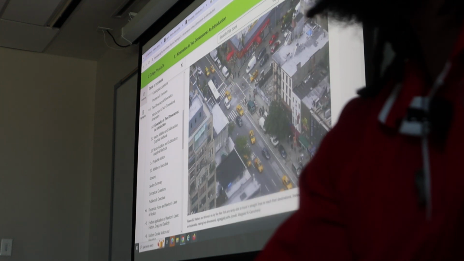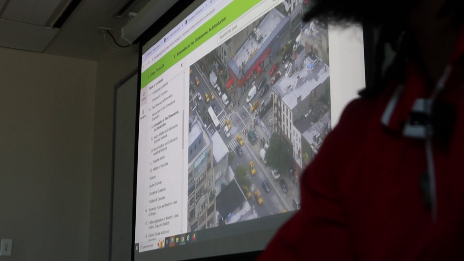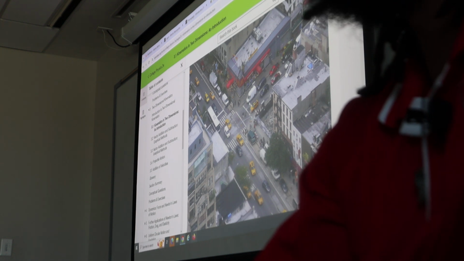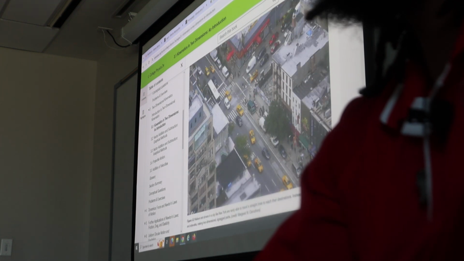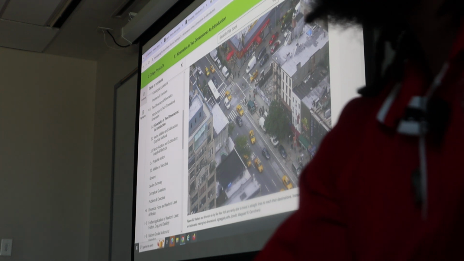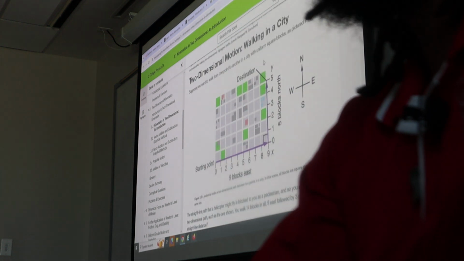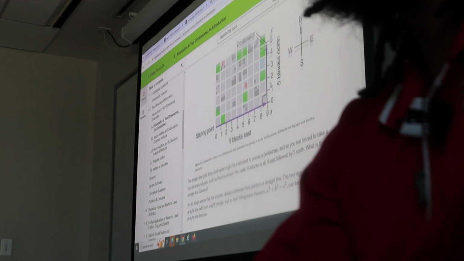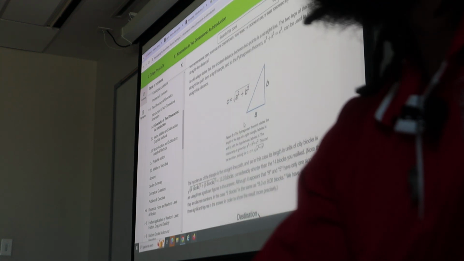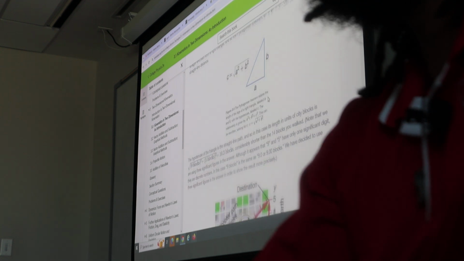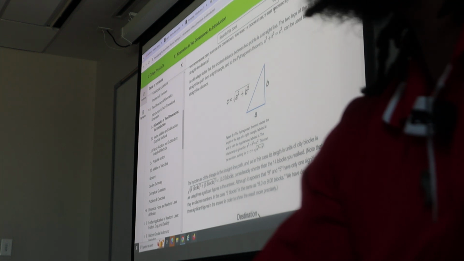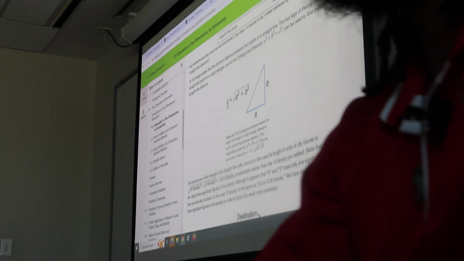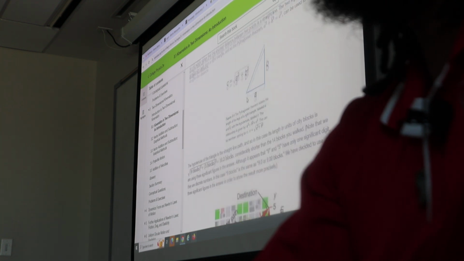So this is talking about a block in New York City where people have to walk, gotta go from McDonald's over to Nike, and how are we gonna get there? Well, we gotta go X and Y. So that's what this is talking about. And then it goes into Pythagorean theorem, where a squared plus b squared equals c squared, where c equals the square root of a squared plus b squared.